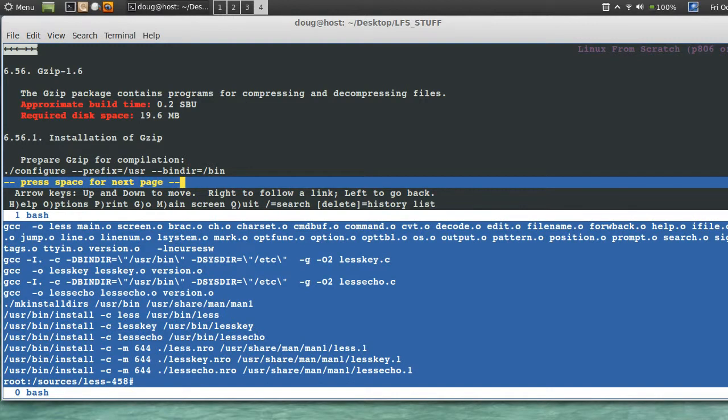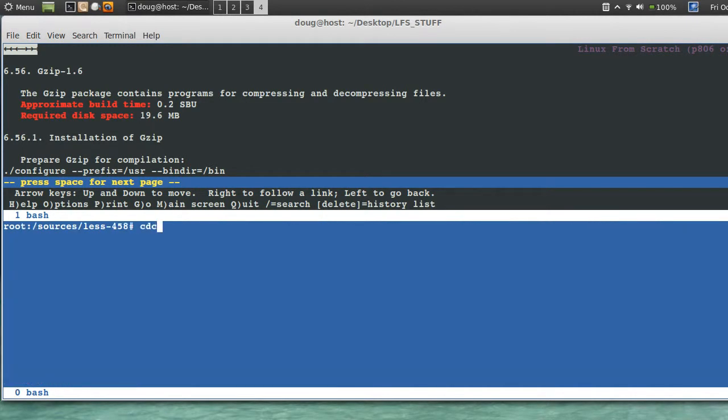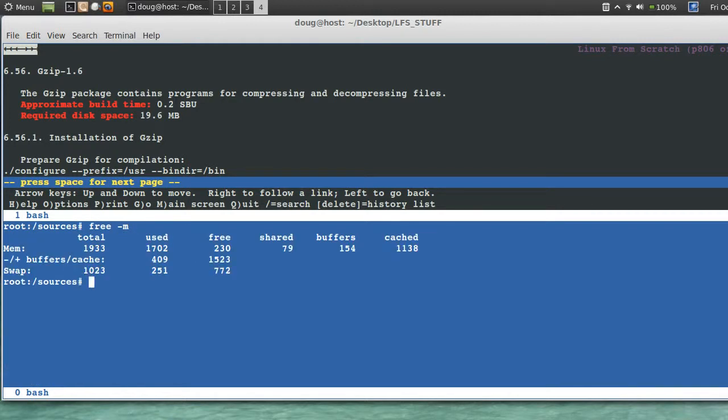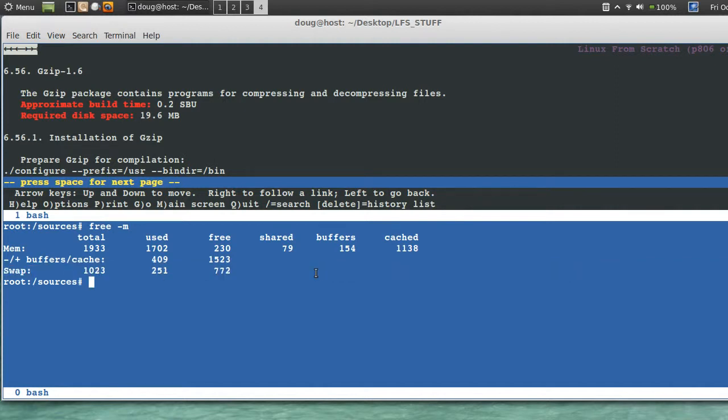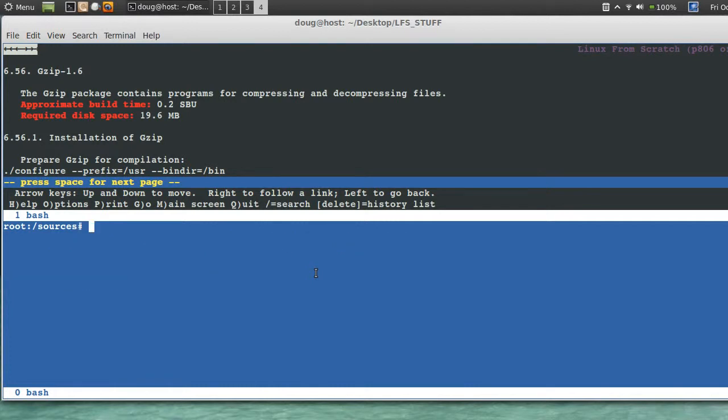Where do I get my free Mac? I got free memory. All right, 230. You can see here the swap is being utilized. Yeah, refer to my rants on swap about this one. And let's go. Let's see, tar xvf gzip.